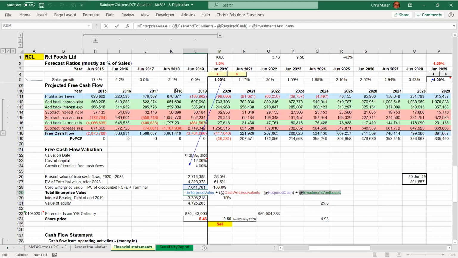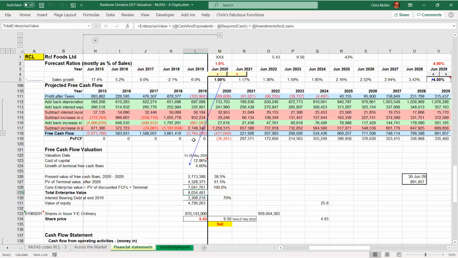It's very useful that we are working in column L, our last known historic year, because we can then just refer to these things. Cash and equivalents, required cash, investments and loans all go and resolve themselves by intersecting with those rows in this column. So do all these calcs in this column.